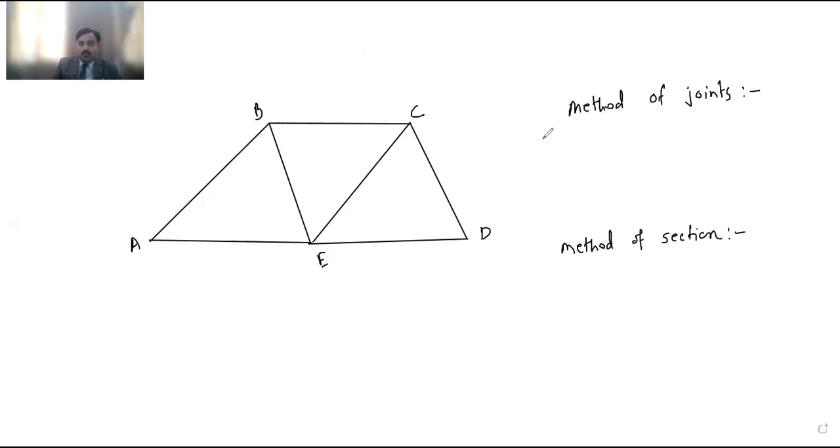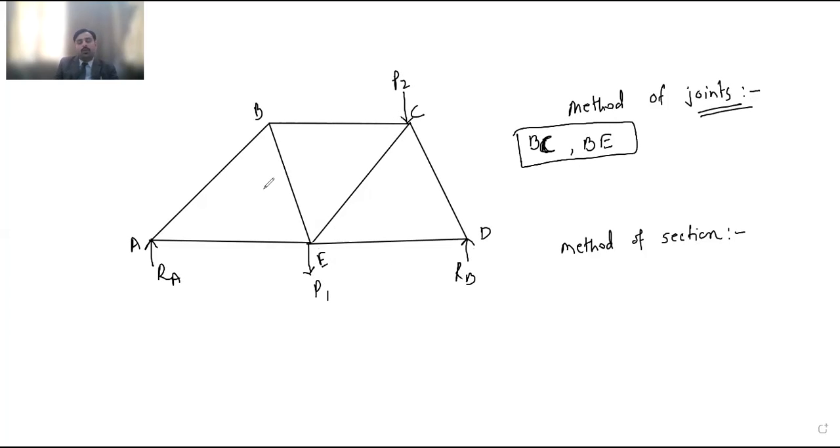Suppose I want to calculate the forces in member BC and member BE. These are the two members for which I want to know the nature of the force, whether it is tensile or compressive, and the magnitude of the force. Suppose it is a simply supported truss, with two simple supports, RA and RB, and some loading P1, P2, whatever it may be, given on the truss.